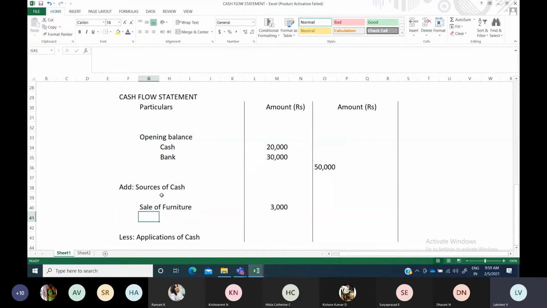Similarly, further other items. If you are going to issue shares or debentures, whatever might be, share capital, if it is getting raised, it means when you issue, cash is coming into your business. So that might be 1 lakh or something raised. Like this, if you get some items, all those items you will add here. So 1 lakh and 3,000 you have to add to the 50,000 and show, because to the opening balance you have to add all the items and show the total sources of cash.